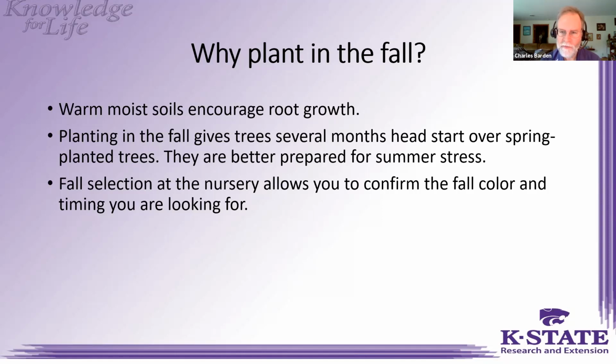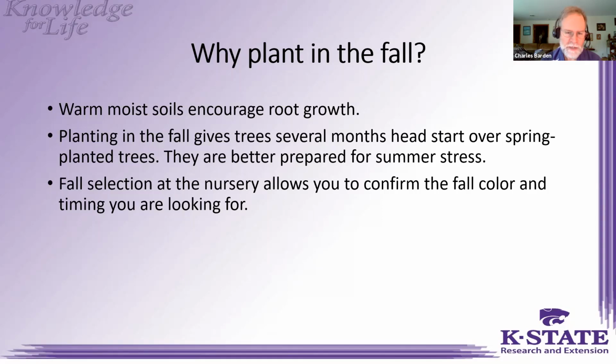Planting in the fall gives trees several months head start over spring planted trees, and they are better prepared for summer stress. They've done a number of studies where they'll plant trees in October and they'll plant them in April, and they'll be identical size at the time of planting, and they'll measure those trees a year later, 2 years later, and the fall planted trees will always be larger and better established than the spring planted trees.